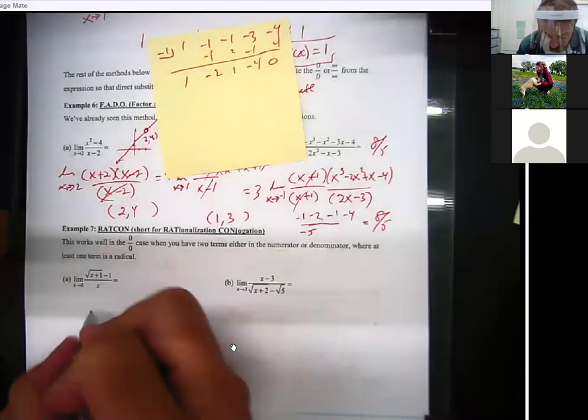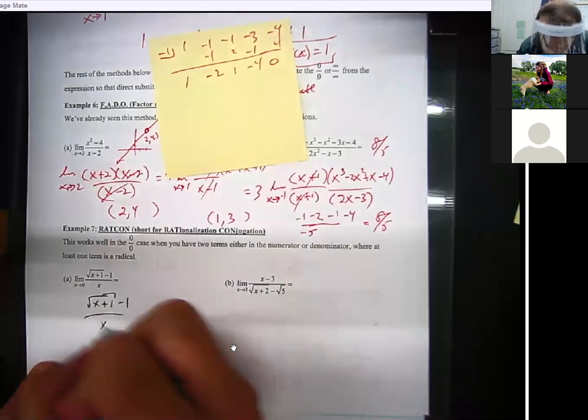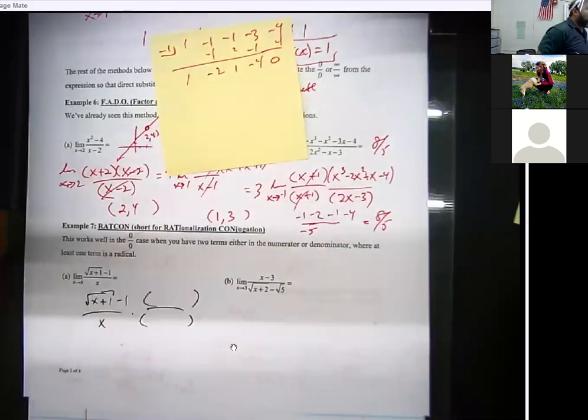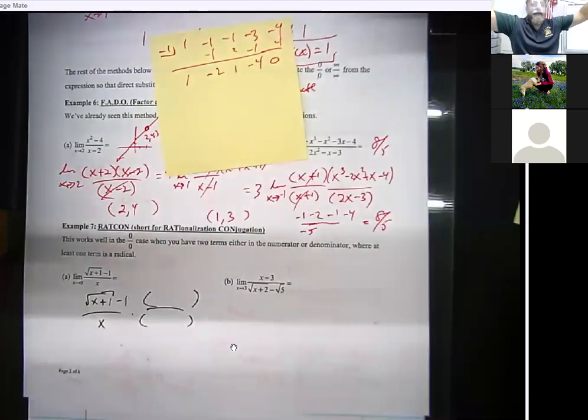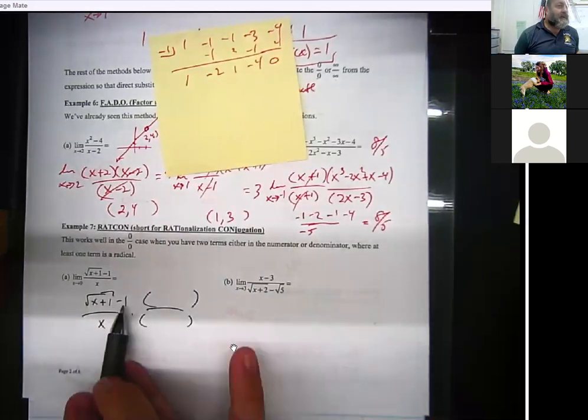So in this case, I'm going to take this guy right here, and I'm going to hit the top and bottom by something. You guys remember what the whole rationalizing thing is, that whole conjugate concept? You take big ugly up top, and what do we do to it?